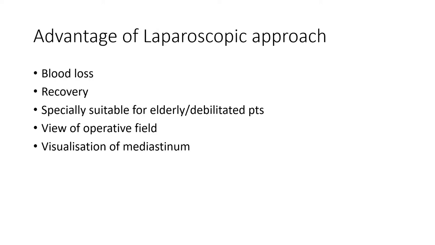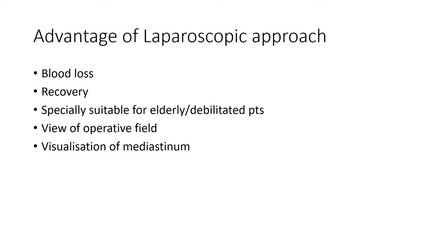Advantages of the laparoscopic approach in hiatal hernia surgeries: the blood loss is very less, and there is less third spacing of the fluids. It is a quick recovery. It is especially suitable for the elderly and debilitated patients. And the view of the operative field is magnified, facilitating precise identification of the tissue planes and vessels. Because of the use of an angled laparoscope, it allows visualization of the mediastinum that cannot be obtained via the laparotomy approach.